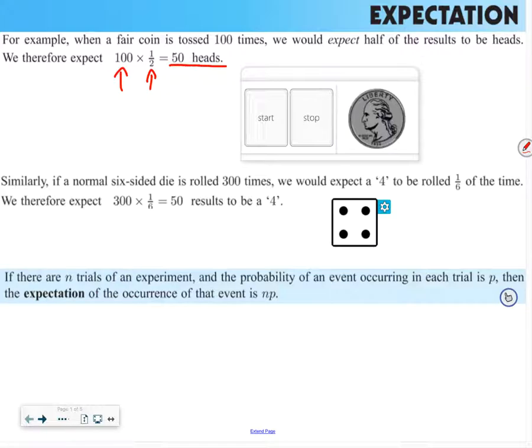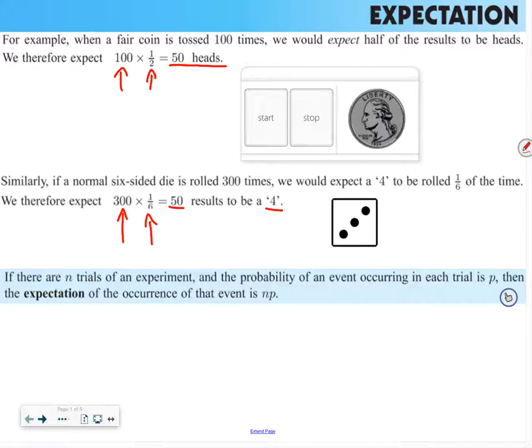Same thing could be applied if we were rolling a die and trying to figure out the probability of it being a 4. Well, it's a 1 out of 6 chance. If we rolled the die 300 times, we would expect it to come up 50 times. That would be our expectation.